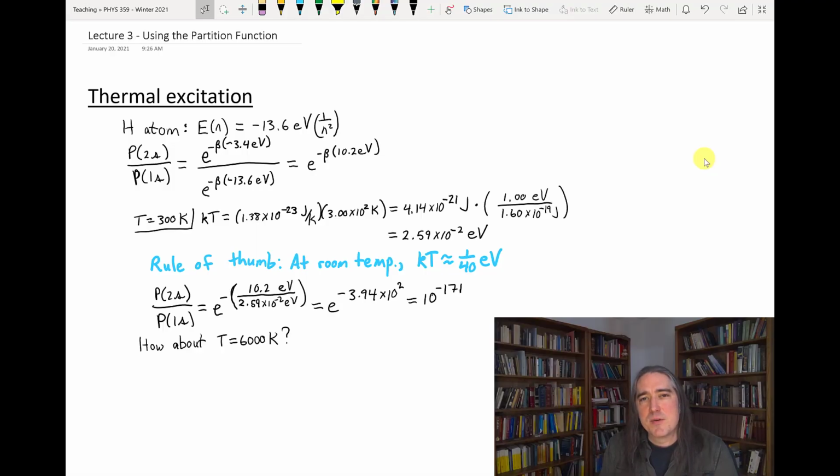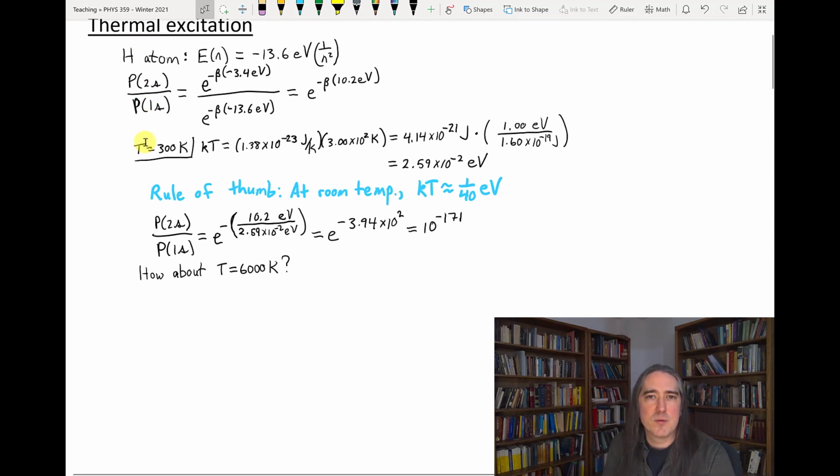So in the first 2 lectures, we've developed a lot of formalism for how statistical mechanics should work. In this lecture, we'll really start using it to do some interesting physics. The first thing we want to look at is thermal excitation of atoms. So we'll consider the hydrogen atom, which you should know from quantum mechanics. The hydrogen atom has a spectrum where the energy in a given principal quantum number n looks like this: minus 13.6 eV times 1 over n squared. This has the same form as the Bohr model of the atom, which obviously is not right.